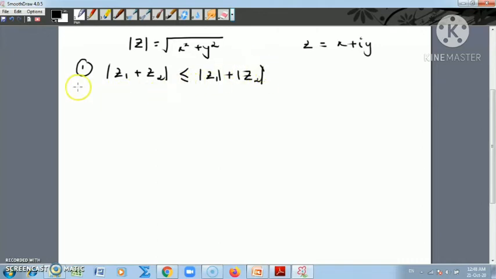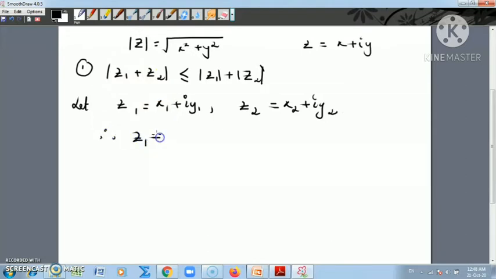To solve this, let z1 is equal to x1 plus i y1. Then z2 is equal to x2 plus i y2. So obviously from here we know what is z1 plus z2. Therefore z1 plus z2 is equal to, when we add this plus this, we can write it in the complex number form like this, x1 plus x2, which is the real part, plus i into y1 plus y2, which is the complex part.